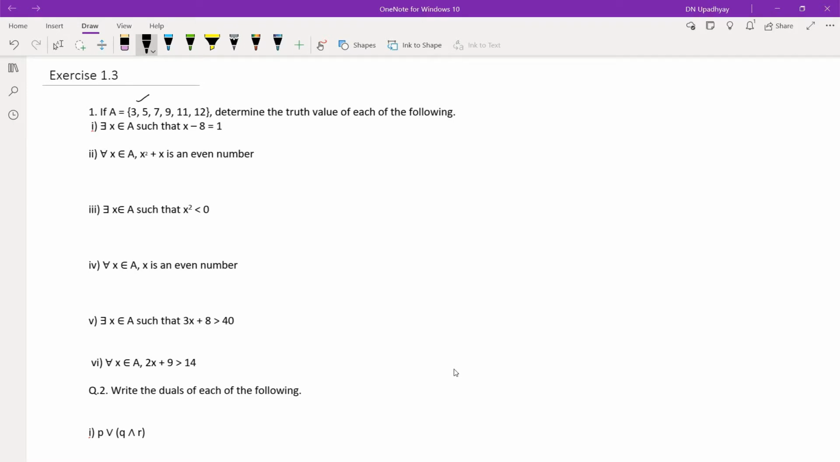So, suppose question number 1. See, first of all we have to understand two symbols. There exists means that at least one should belong. Okay, so suppose, and there is one more symbol: for all, meaning all should belong to the given condition. Like, to differentiate: there exists, at least one; for all, means all should belong to the given condition.